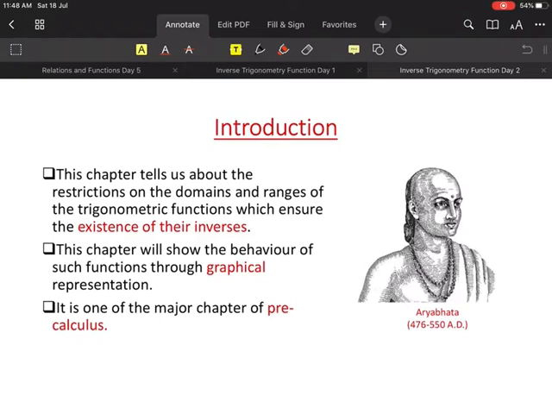Now we'll be solving some graphs and we'll represent sin x, cos x, tan x, cot x, all those trigonometric functions in graphical form. And the third most important reason why we are studying this chapter is that it is one of the major parts of pre-calculus. Pre-calculus is what? When we start calculus, we need to know these trigonometric functions. These are the most important chapters, known as pre-calculus. So before doing calculus, you need to know this chapter very well. Okay, so let's start with this.